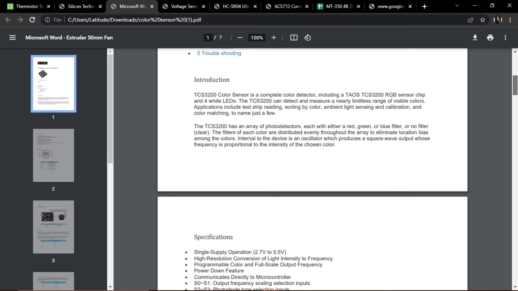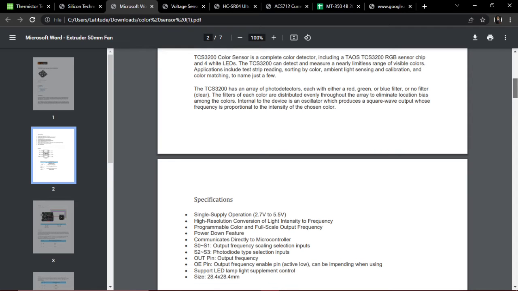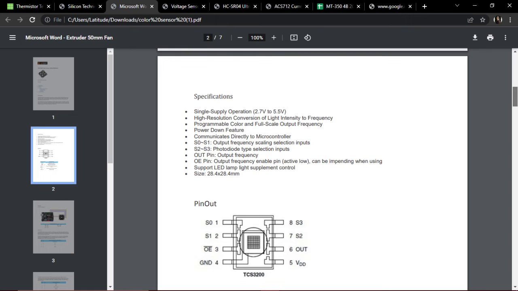It has an array of photodetectors, each with either a red, green, or blue filter, or no filter. The filters of each color are distributed evenly throughout the array to eliminate location bias among the colors. Internal to the device is an oscillator which provides a square wave output whose frequency is proportional to the intensity of the chosen color. Specifications are single supply operation, 2.7 volt to 5.5 volt, high resolution conversion of light intensity to frequency, programmable color and full scale output frequency. Power down feature communicates directly to the microcontroller.